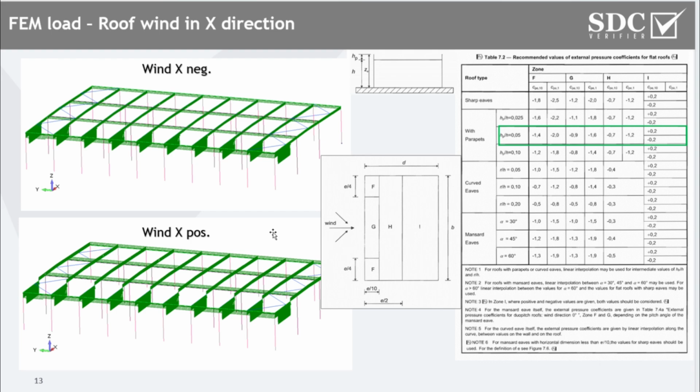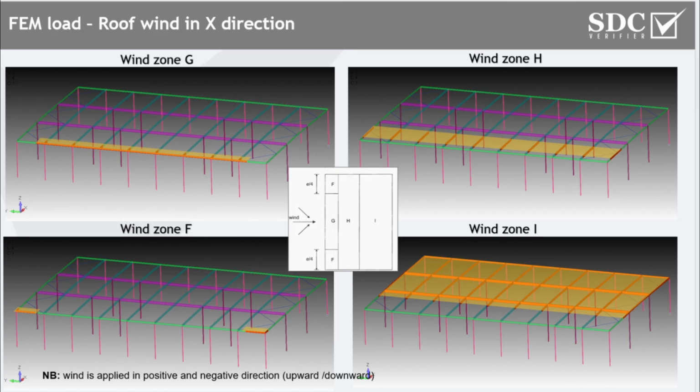On the left side we can see that the wind load should be applied in the positive and negative direction. That's also a requirement of the standard. In order to better visualize how it's implemented in the model, we have the next slide, and here it's better shown that zone G is applied at this location, zone F is applied at the corners, zone H is applied here, and zone I is applied at the end of the roof.